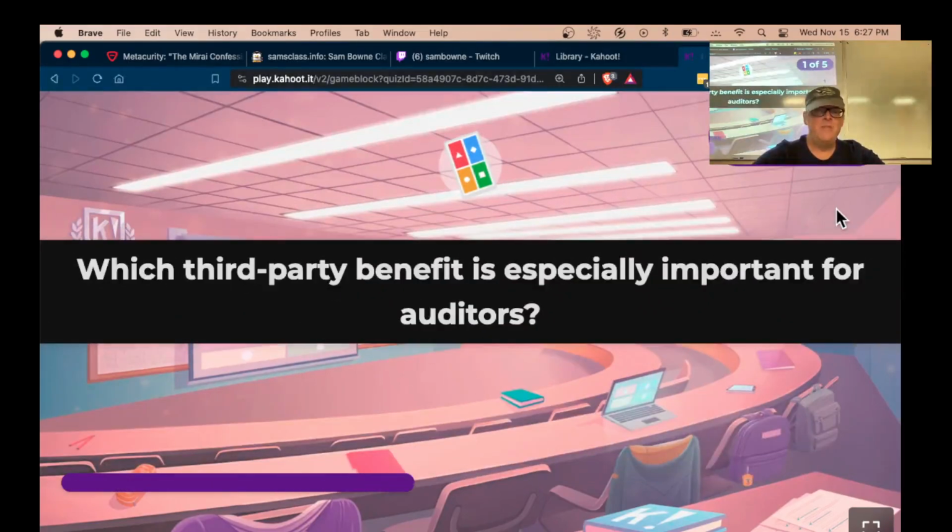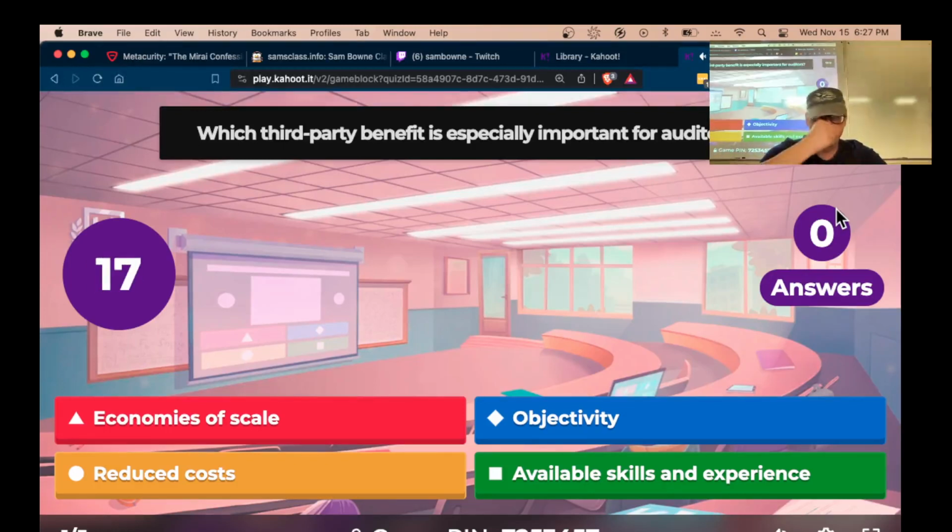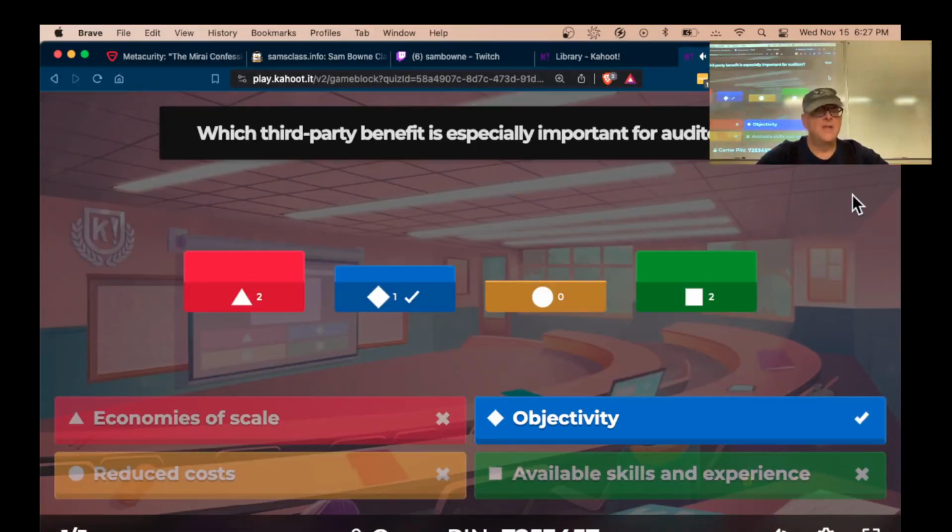All right, so what third-party benefit is especially important for auditors? Objectivity is the main thing. When you are audited, you are usually forced to hire an external auditor who will not be part of your company and therefore have no conflict of interest. They are now able to tell the truth about you, even if it's embarrassing and wrong.